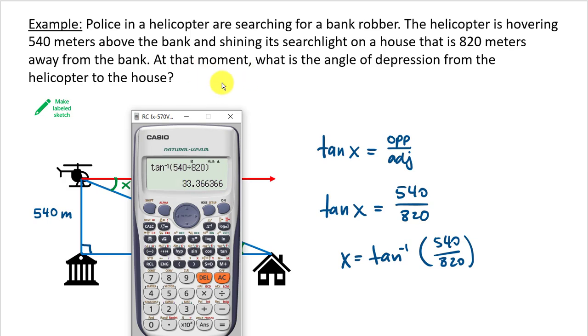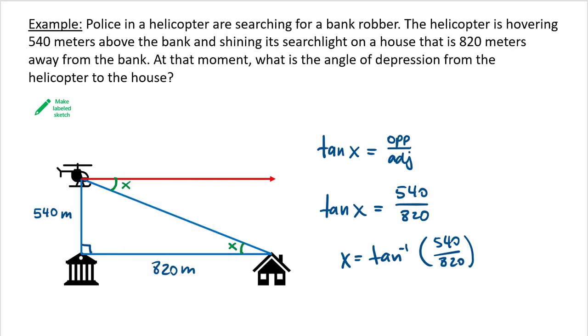There are no directions in this problem on how to round it, so let's just decide ourselves. Let's say we're going to round it to the nearest tenth. That means that we need to keep one decimal place. The first digit after the decimal point is 3. Since 6 follows it, we have to round up, and that's going to be 33.4. So x equals approximately 33.4 degrees.